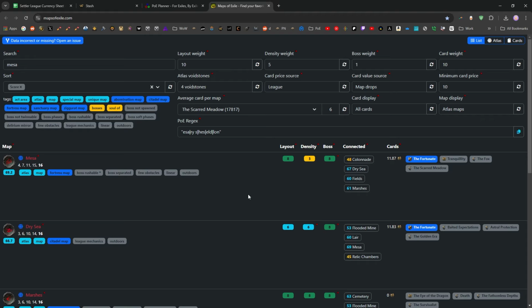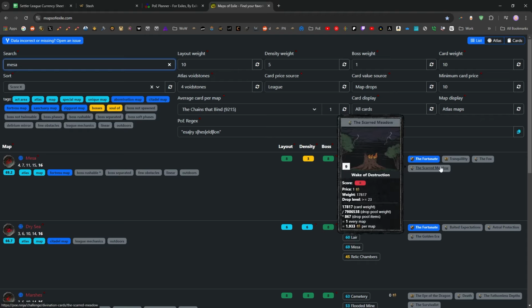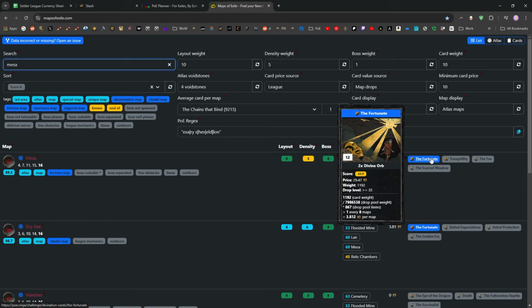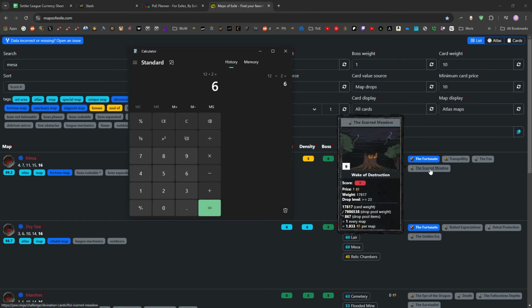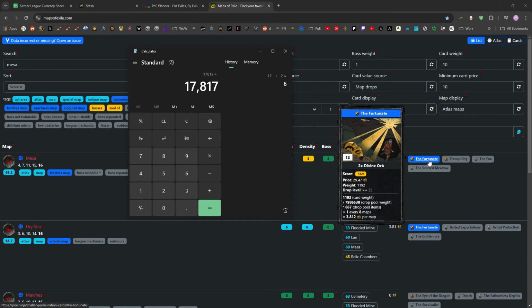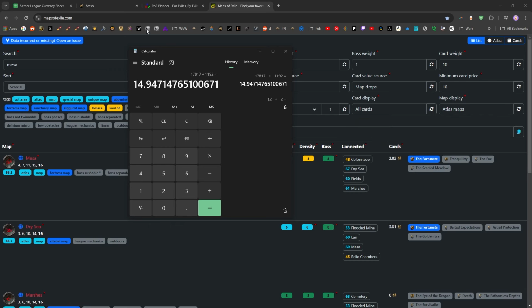That doesn't affect what cards will show up, but it does mean you're going to get more of them. And so I turned on the Scarred Meadow and the Fox. And we can look at the weight here. The weight for the Scarred Meadow is 17817. And the weight for Fortunate is 1192. So just to divide those out, 17817 divided by 1192. It's roughly 14.94 times more common, but roughly 15 times more common.